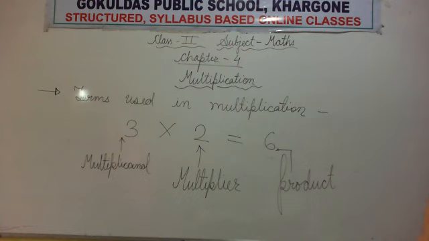Note this down too, dear students. The number to be multiplied is called the multiplicand. The number that the multiplicand is multiplied by is called the multiplier, and the answer to a multiplication sum is called the product. So multiplicand, multiplier and product. These are the three terms used in multiplication.